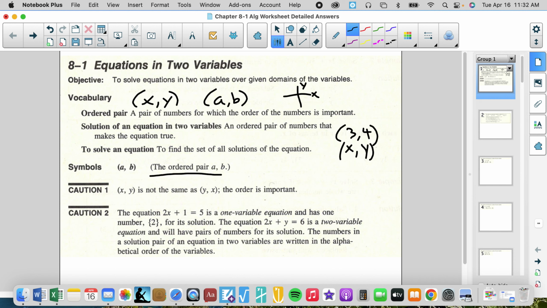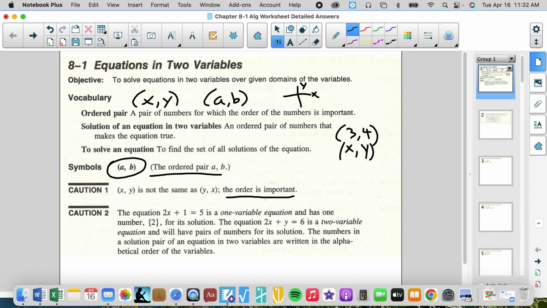Look, the ordered pair. So they showed that it can come in different ways. X, Y is not the same as Y, X. The order is important, absolutely. Ordered pairs are always going to be alphabetical. Typically, they're alphabetical, 99.9%.